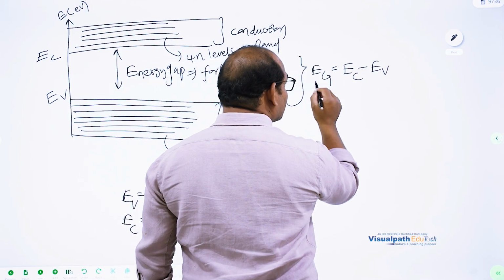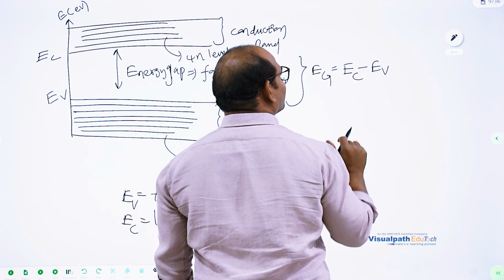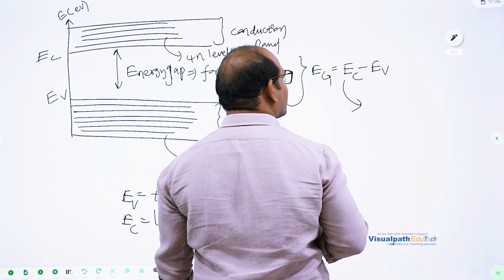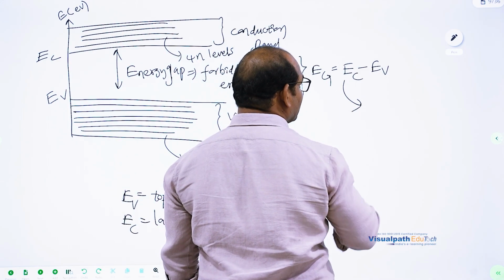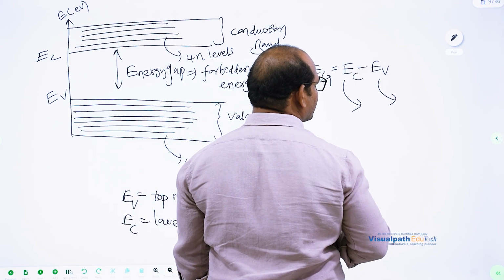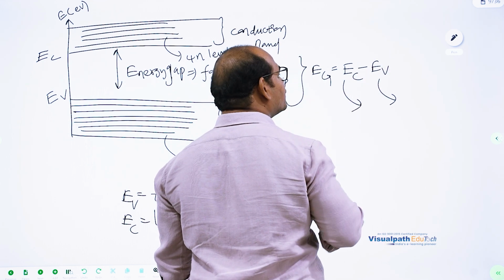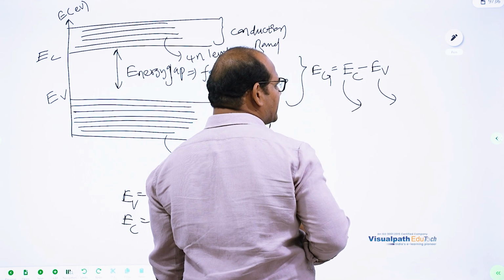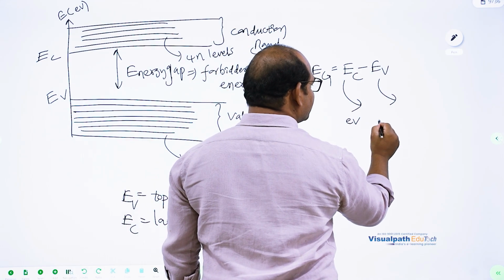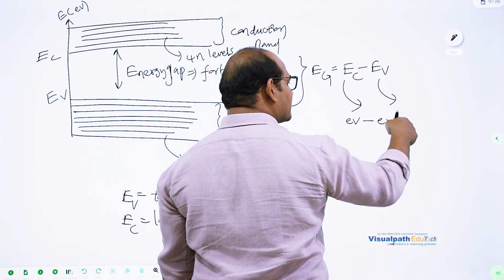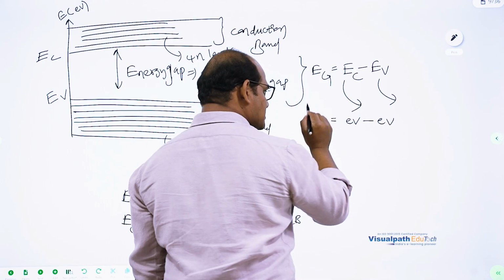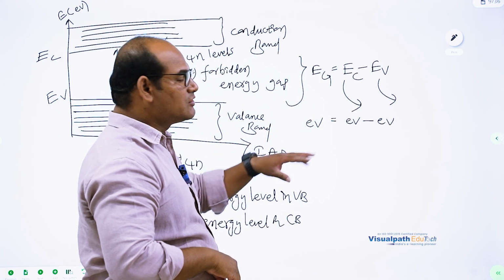And what are the units of EG? Everything is energy only. It is one of the energy levels of the conduction band, that is a lower energy level, and it is the upper energy level of the valency band. And these two are subtracted, so the resultant is also energy only. That is called the energy gap EG. So it is in electron volts, electron volts minus electron volts will give electron volts only. So this is what we need to understand.